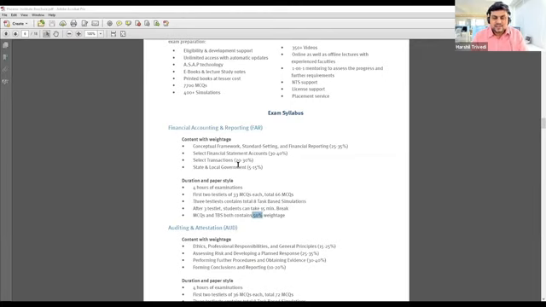And after that, there are task-based simulations. A task-based simulation is nothing but a case study. They give you a certain amount of facts, and on the basis of the facts, they ask you certain questions. There are multiple choice questions only which you are supposed to answer. In the task-based simulations also, there are different types of task-based simulation.